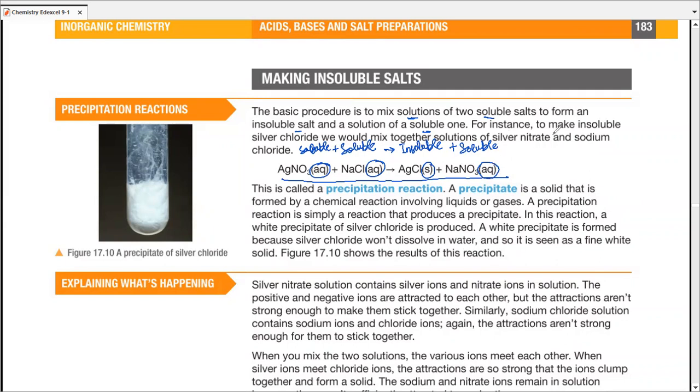So what is a precipitation reaction? A precipitation reaction is a reaction in which a precipitate is formed. What is a precipitate? A precipitate is a solid that is formed by a chemical reaction. It may also involve liquids or gases. Whenever a precipitate is produced, since it's an insoluble solid, it tends to settle at the bottom if it's heavier.